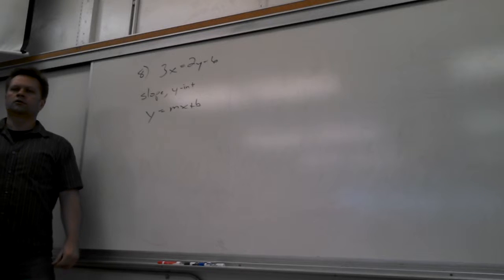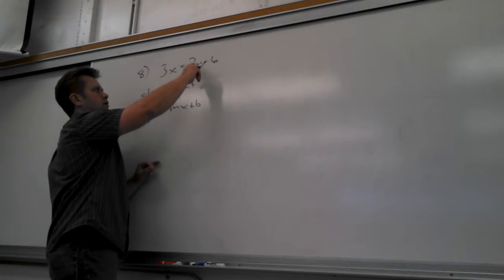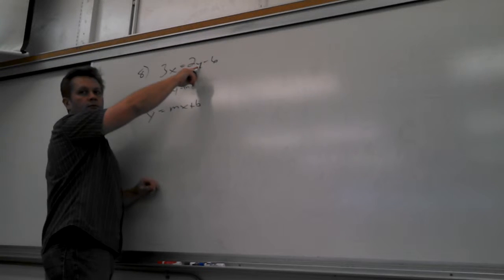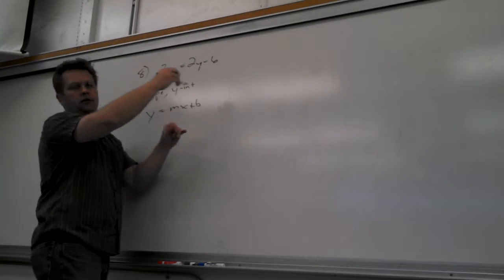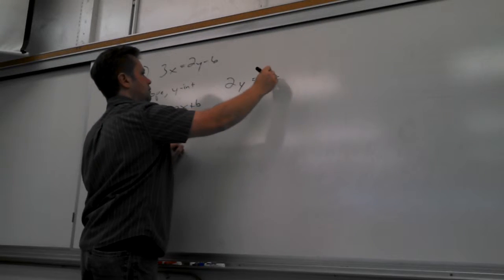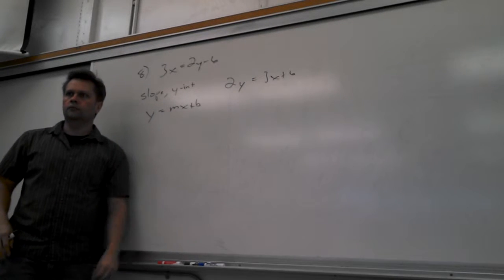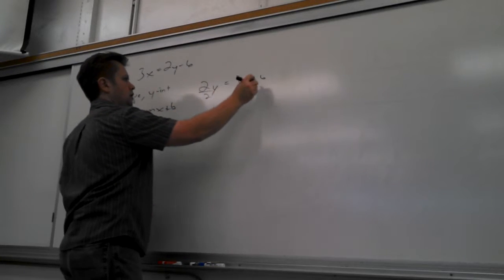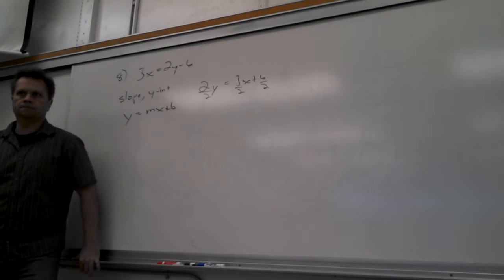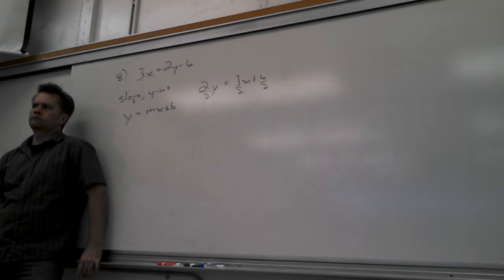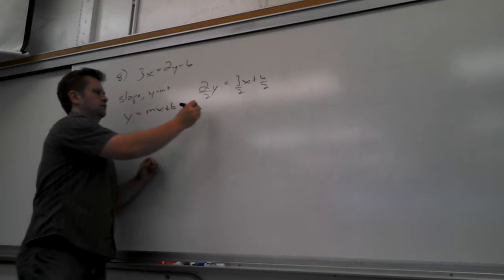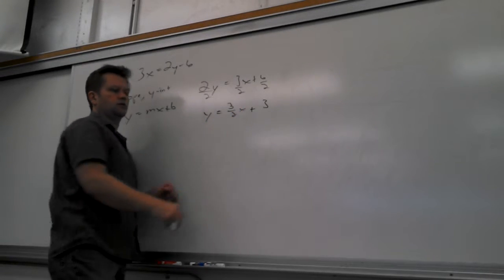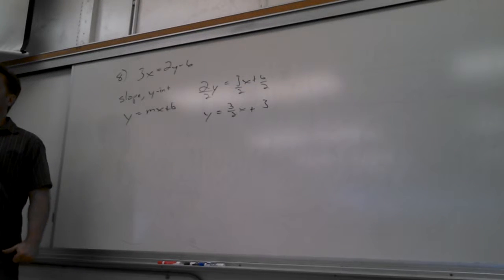Can you move the y over there? No, I wouldn't. Add 6 to get the y by itself. Who cares what side it's on? I just turn the thing around. 2y equals 3x plus 6. Add 6, right? And then divide by 2. Each piece gets divided by 2, right? So then you get y equals 3 halves x plus 3. So what's the slope? 3 over 2.